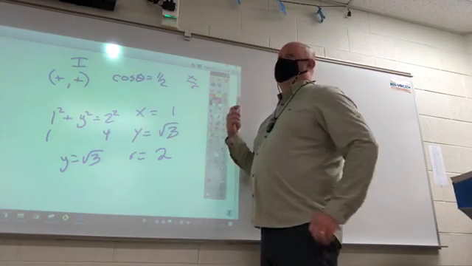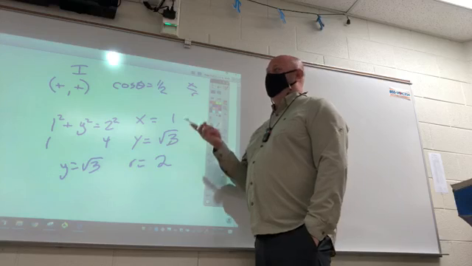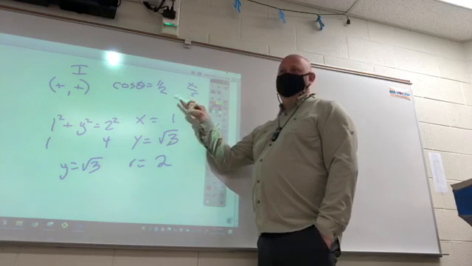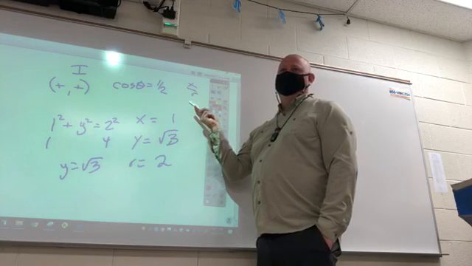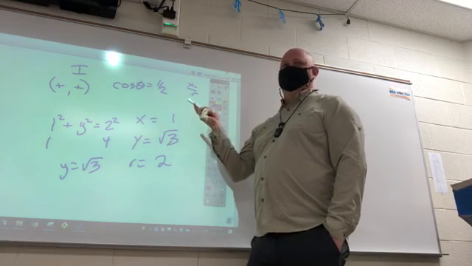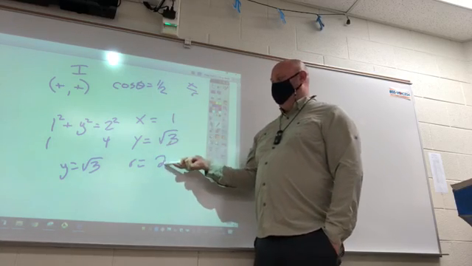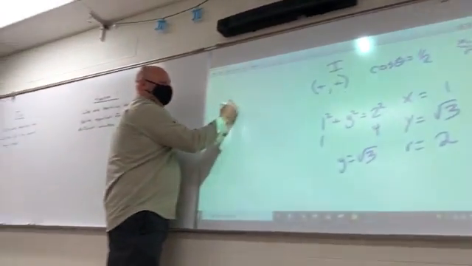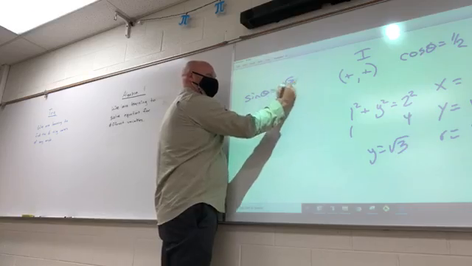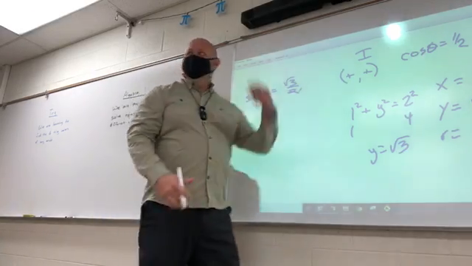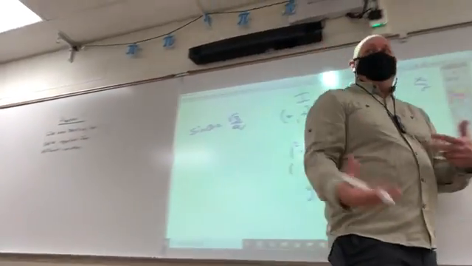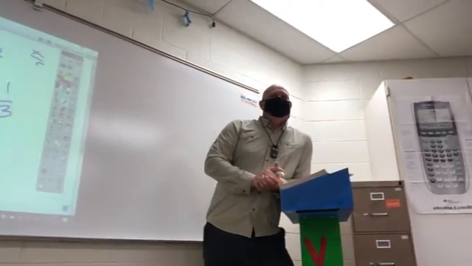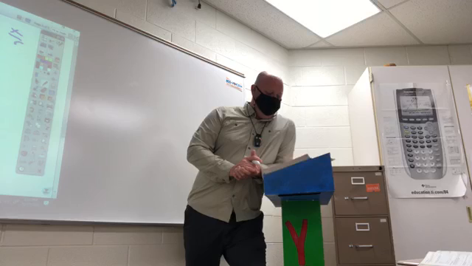Now this one should actually look familiar. Do we know when cosine's 1/2? Think about your table. Isn't that a 30-degree angle? So it makes a whole lot of sense that when cosine's 1/2, sine ends up being square root of 3 over 2. It's almost like they were leading us to that table. It's weird how they did that. Cool, huh? Are we good with these?